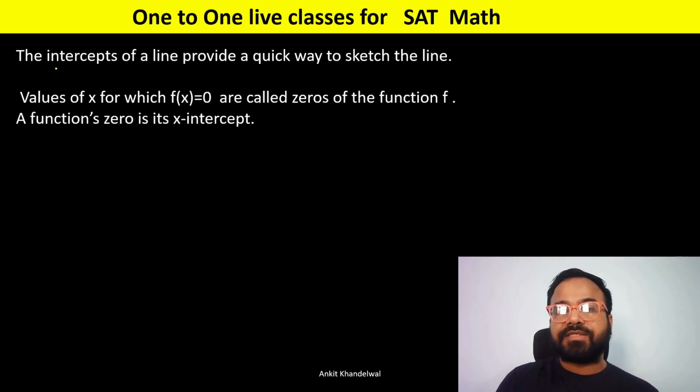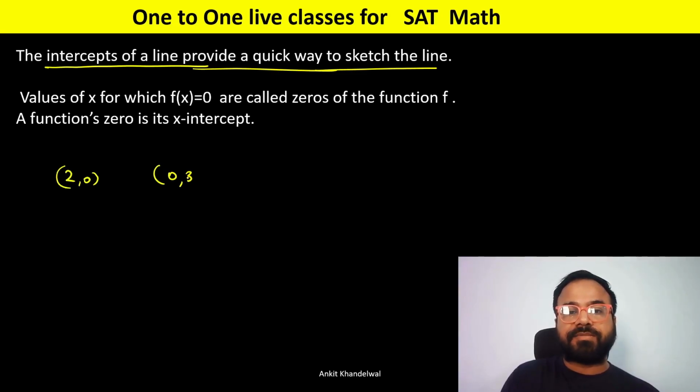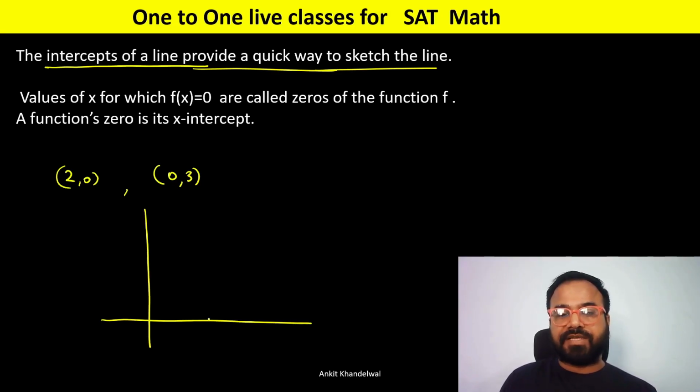Now another point is that the intercepts of a line provide a quick way to sketch a line. If you know the two intercepts, both the x and the y-intercept, we can easily plot the line. Just like if I say there is a line whose x-intercept is (2, 0) and y-intercept is (0, 3). So you know that it is very easy to plot. (2, 0) is somewhere over here and (0, 3) is on the y-axis. This is (0, 3). So this is (2, 0), this is (0, 3), so you can draw the line easily like this.